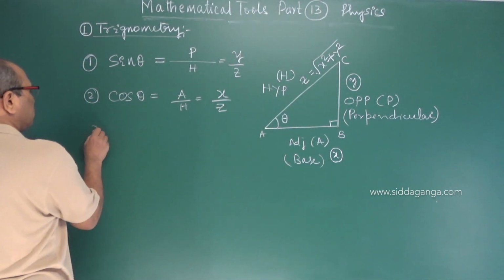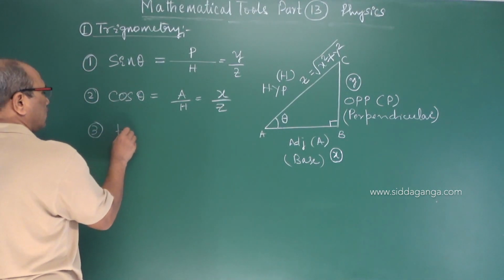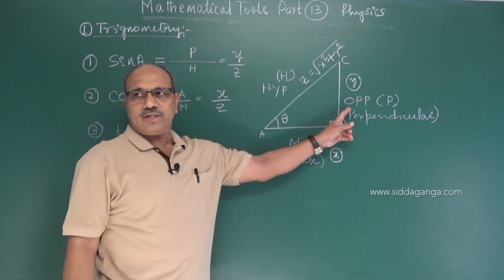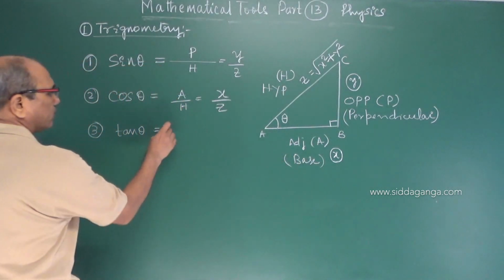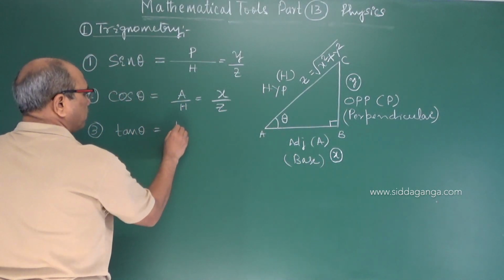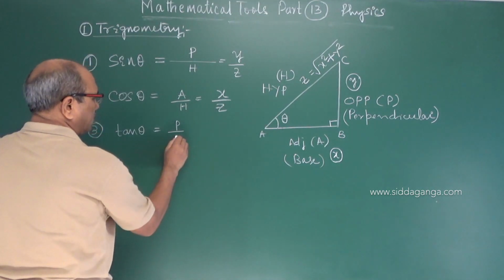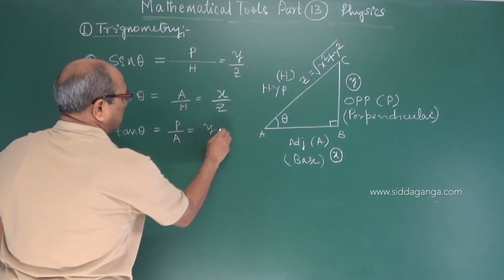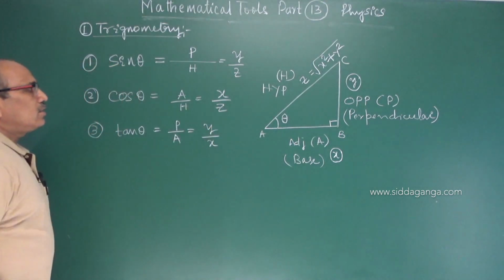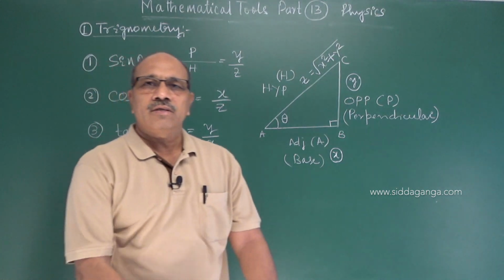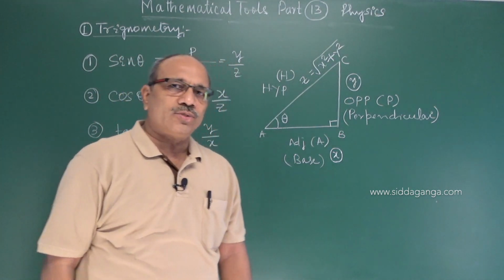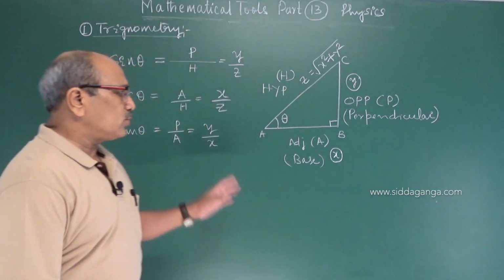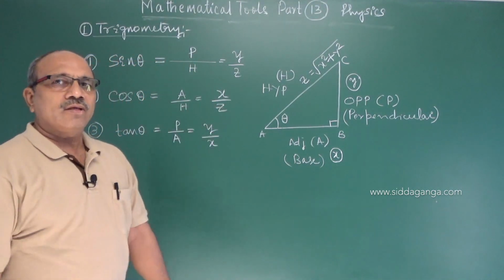And the third ratio is taken as tan theta, the opposite side to the adjacent side. Opposite side P, adjacent side A, or it may be Y by X. These three standard trigonometric ratios are used most often in most of the chapters in our physics.